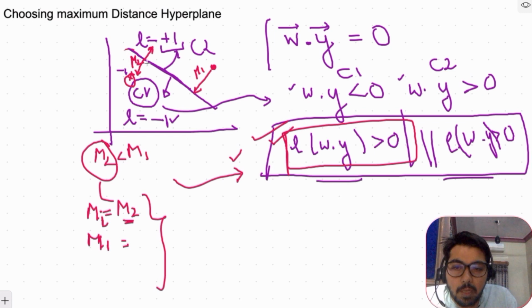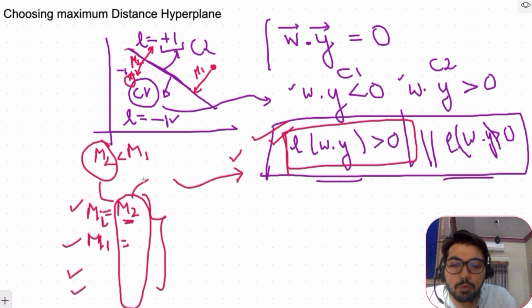The m value is the closest distance available between the hyperplane and the nearest data point from either of the two classes. So the minimum distance between the hyperplane and the data point of any of the classes is termed m. For every hyperplane we will calculate m, and we will try to maximize this m, which we call the margin. So we try to maximize the margin.